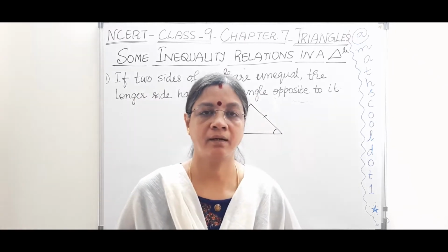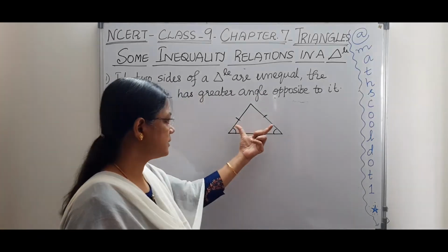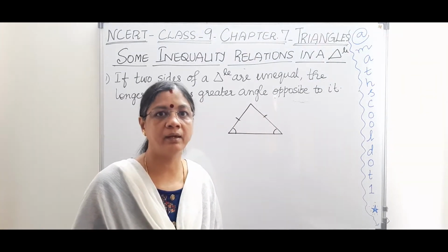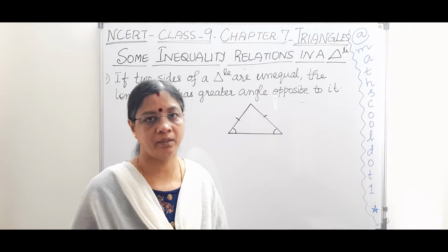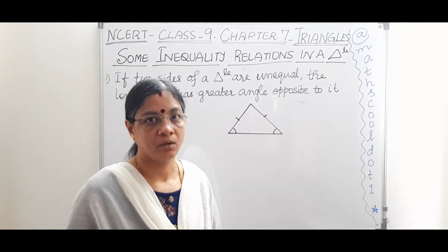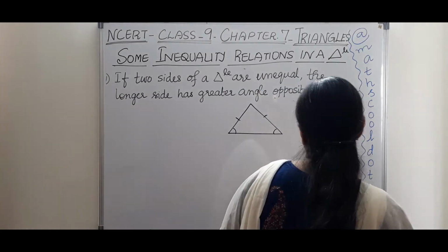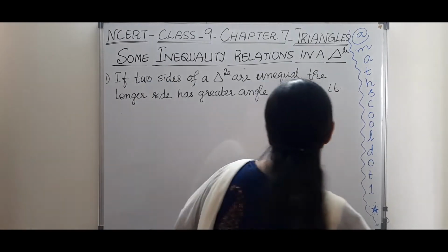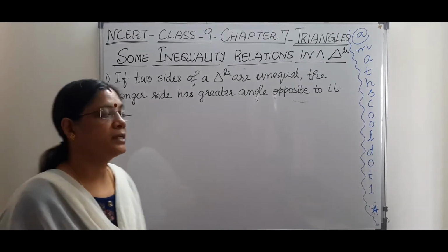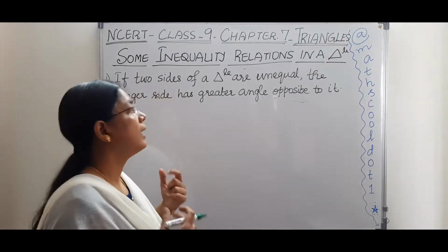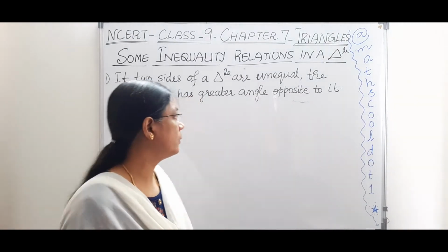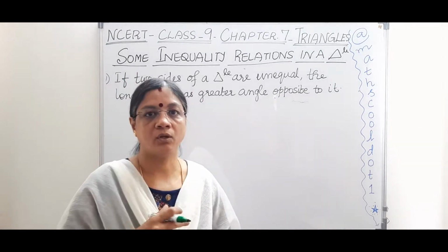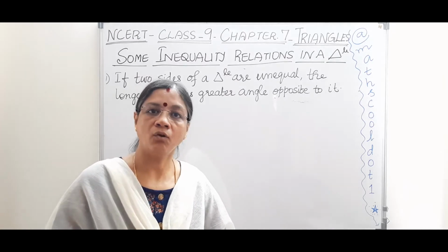So let's imagine, given a triangle, if two sides are unequal, then what happens to the angles? That is what we are going to deal with today: some inequality relations in a triangle. What is given here is, if two sides of a triangle are unequal, then the longer side has the greater angle opposite to it.